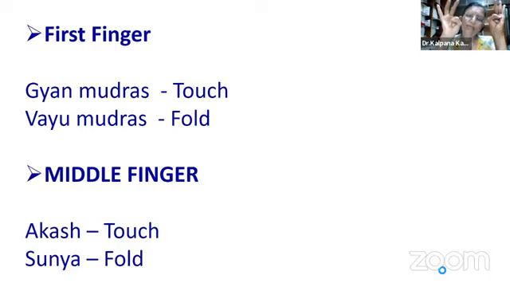Then the middle finger, Akash Mudra is touching, Shunya Mudra is folding. When you fold, you suppress. When you touch, you increase. So when you want something increased, you're touching. When you want something suppressed, you're pressing. Okay. And so that is for the middle finger.